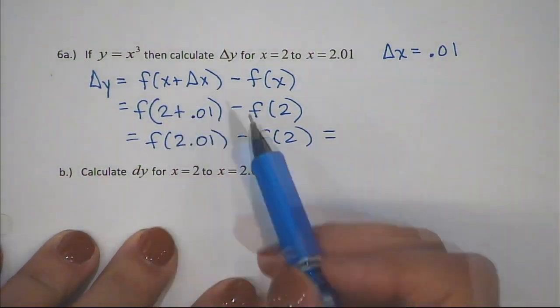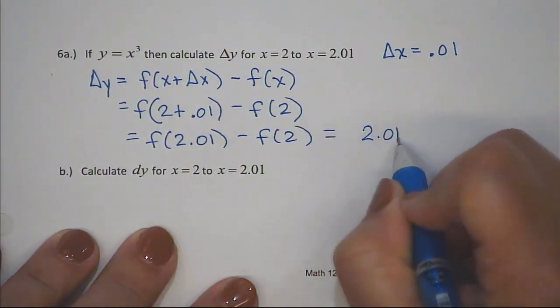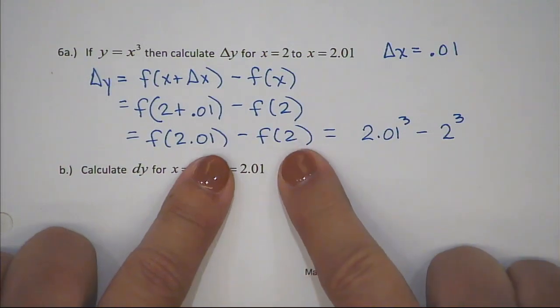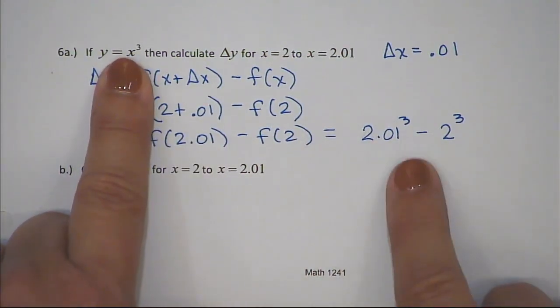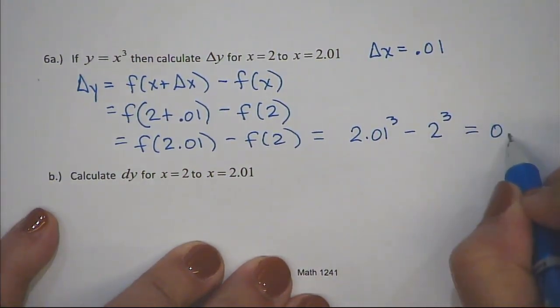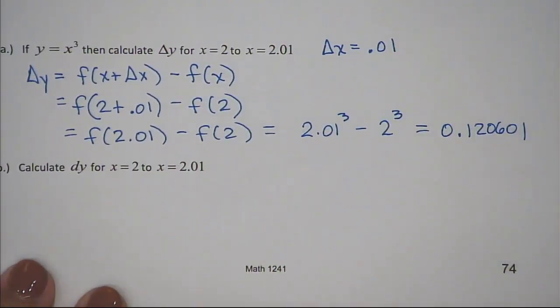All right, so we're going to take f of 2.01. Well, that means plug 2.01 into our function. So this is 2.01 cubed minus 2 cubed. Remember, that's just function notation. Plug these numbers into your function. So that's what we're going to do. So 2.01 cubed minus 8 gives 0.120601. That's how much y changes in this function exactly. Exact change in y.